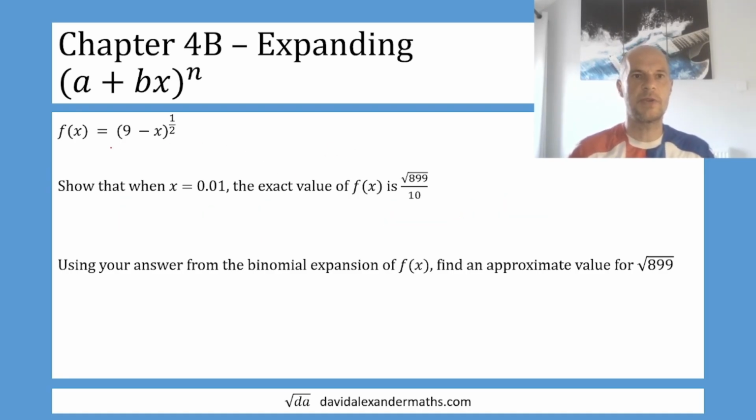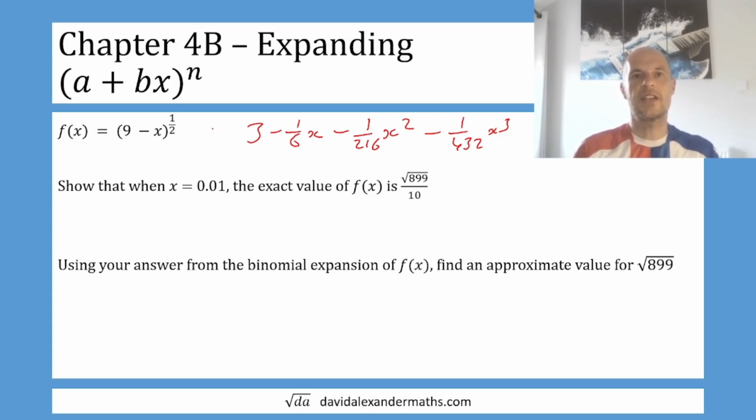Okay, so from the previous question, we know that the binomial expansion up to and including the x squared term for the f of x was 3 minus 1/6 x minus 1/216 of x squared minus 1 over 432 x cubed. Okay, so when x is 0.01, the exact value is root 899 over 10. So therefore, what we can say here is that 9 minus x to the power of 1/2 is exactly, well, it's very similar to this stuff here.